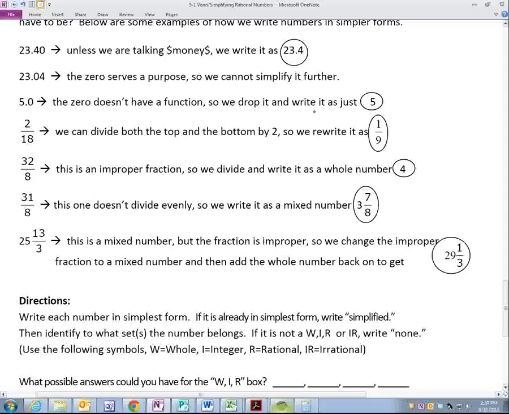unless you're talking about a Mustang. Then we have 2/18. We can divide both the top and the bottom by 2, so we can rewrite it as 1/9. We had that on the last test yesterday.